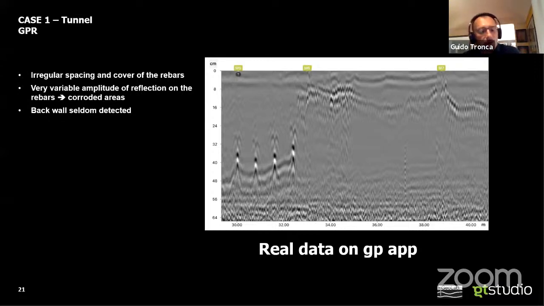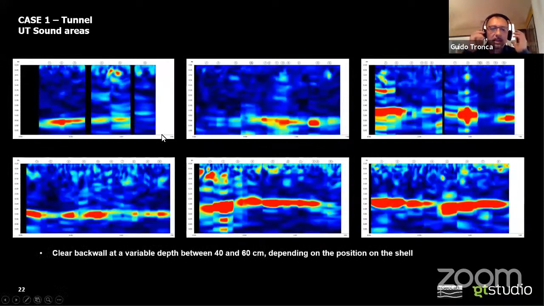Okay, lucky for us, there was the other combined methodology, which is the ultrasonic tomography, by means of which we performed a number of linear scans in this case, on sound versus deteriorated areas. This slide presents the results of what was verified on sound areas.